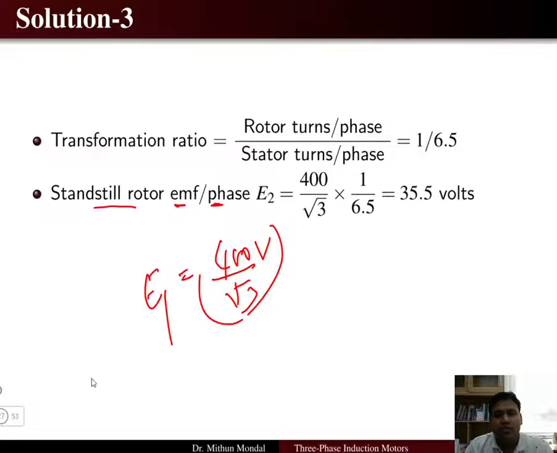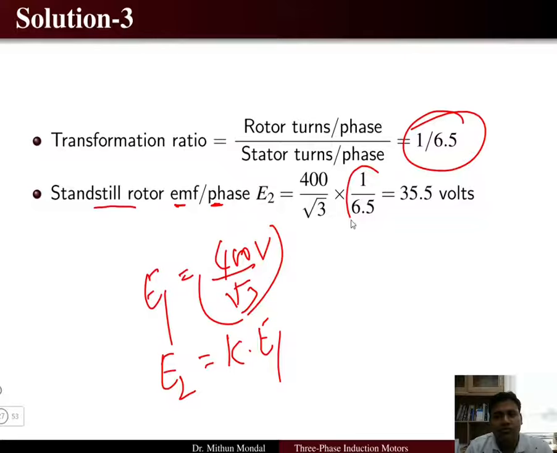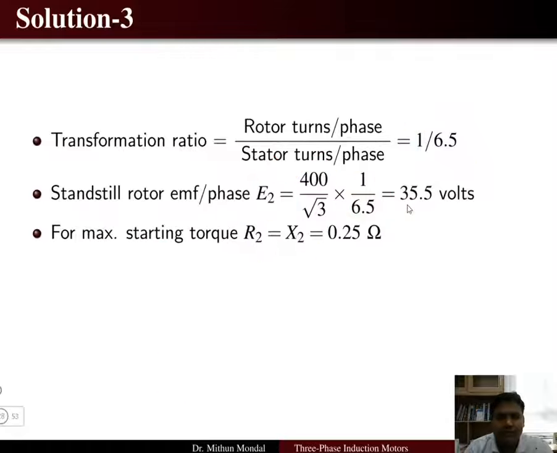And that gives us the value of E1. So we can calculate the value of E2 is equal to K times E1. K is basically the transformation ratio, which we have got as 1 by 6.5. And 400 by root 3 is basically the per phase induced EMF in the primary supply, or the stator turns. So we are getting 35.5 volts as the rotor EMF per phase.